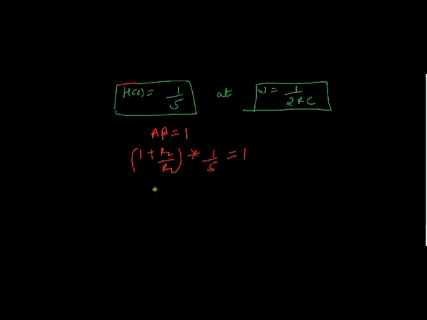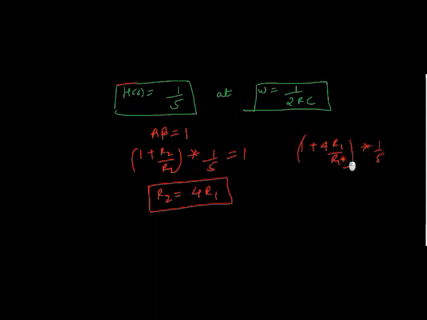So what should be the value of R2? If R2 is 4 times R1, this condition will be met, because 1 plus 4R1 upon R1 into 1 by 5, this will cancel, 5 into 1 by 5 is 1. So this is met. So we have now designed the values for the circuit so that it will undergo sustained oscillations.